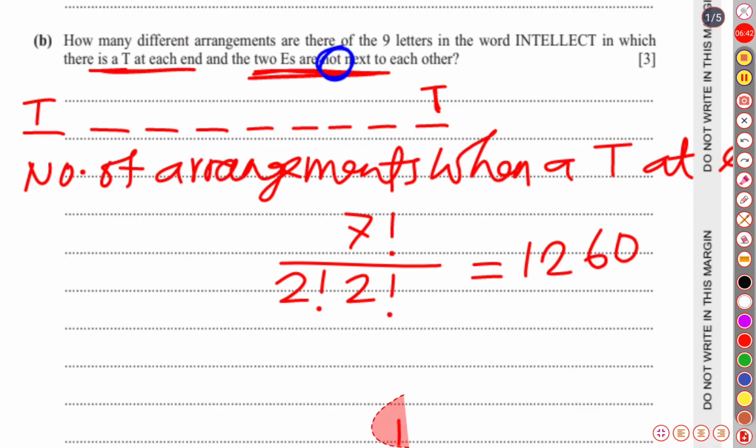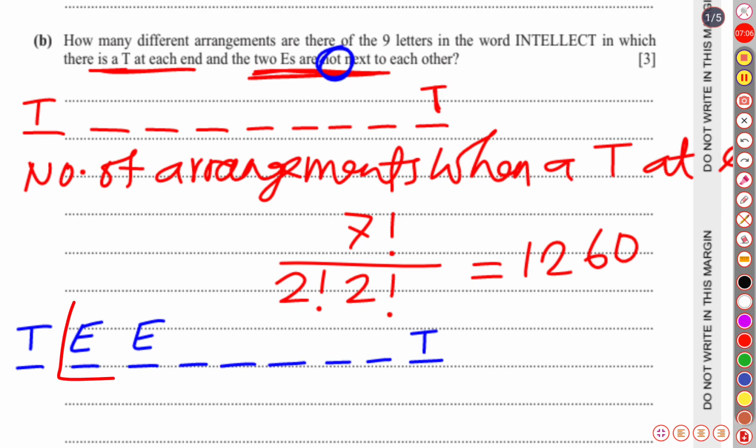Well, so if T's are together, let us write the 9 letters again: 1 2 3 4 5 6 7 8 9. T's are at the end and I's are together. If these I's are together, then look at this. This is now one unit. Including these two I's together, how many places are there among which they can interchange?